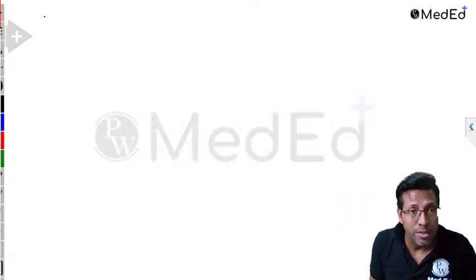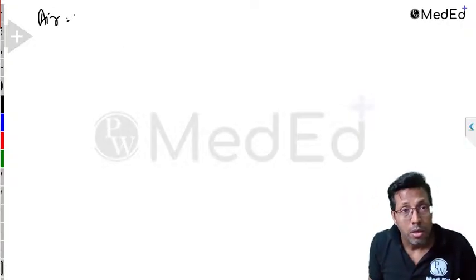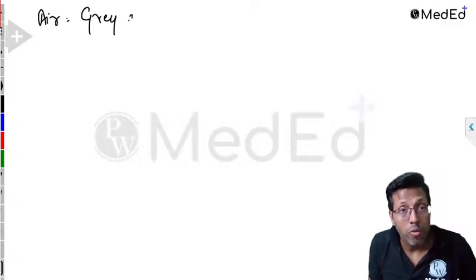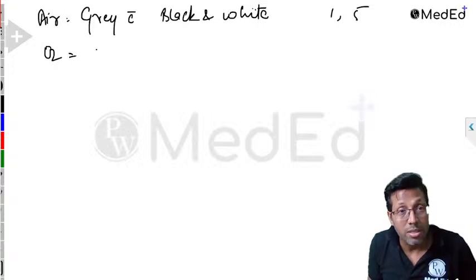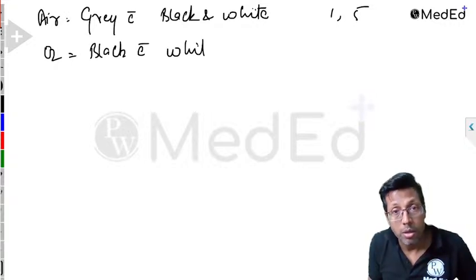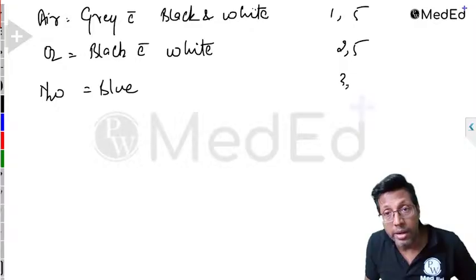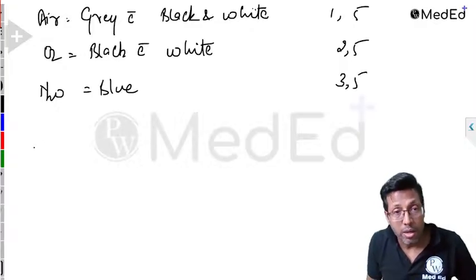I am discussing the color of the cylinders. Remember, air color is gray body with black and white shoulder. Pin index is 1,5. Oxygen is black body with white shoulder. Pin index is 2,5. Nitrous oxide is blue in color. Pin index is 3,5. These are the three major ones that they ask you in the exam.